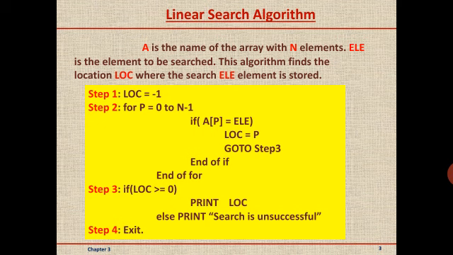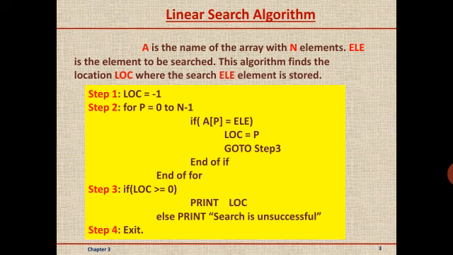The linear search algorithm is shown here in this diagram. It is the simplest method where each element is compared with the array element from the beginning till the end of the array. Here A is the name of the array which has n elements. ELE is the element to be searched. It finds the location, that is LOC, where the element ELE is stored.